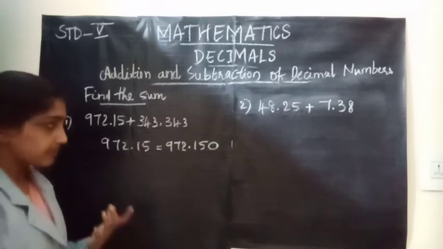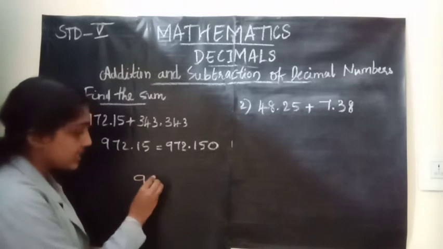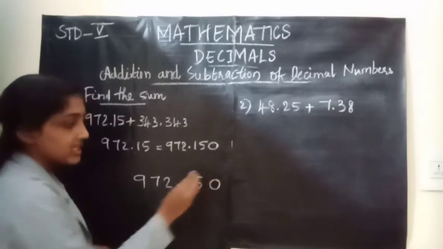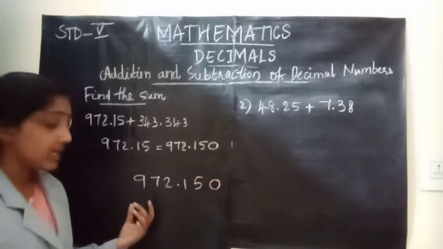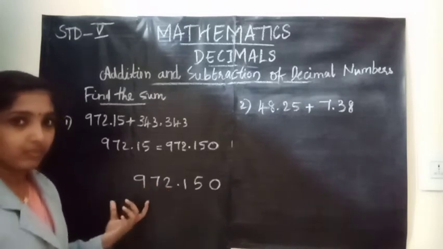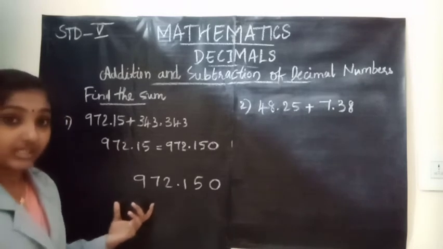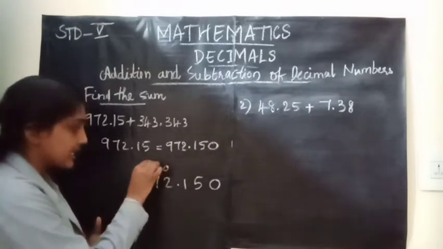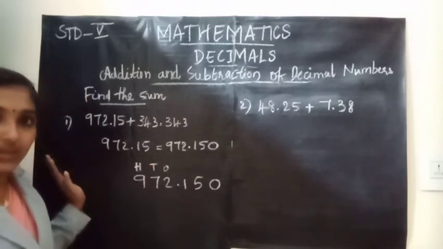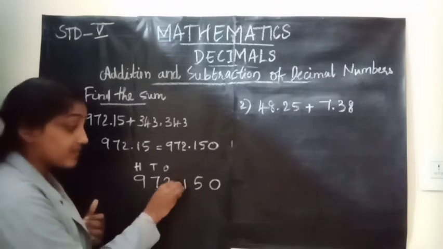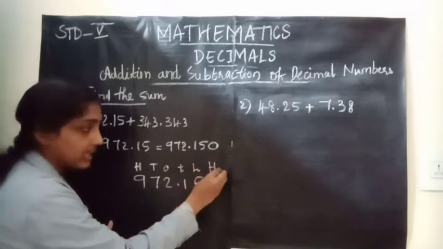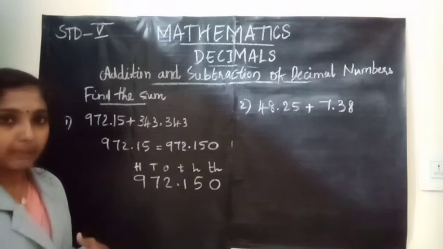So here it is 972.150. This is our first number. And which are the places? Do you remember the places? In the whole number part, the same way how we write a whole number, the places are ones, tens, and hundreds, right, and it goes on like this: thousands, ten thousands. And after the decimal, which are the places? It is the tenths place, hundredths place, and thousandths place. Right, these are the places here.